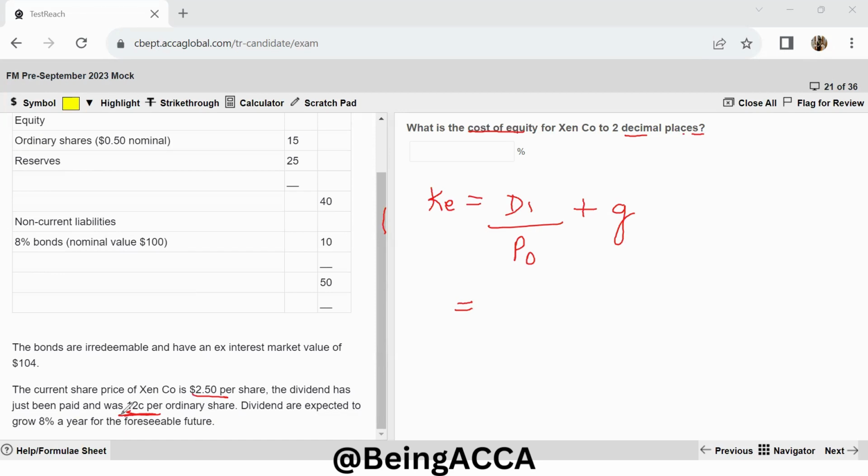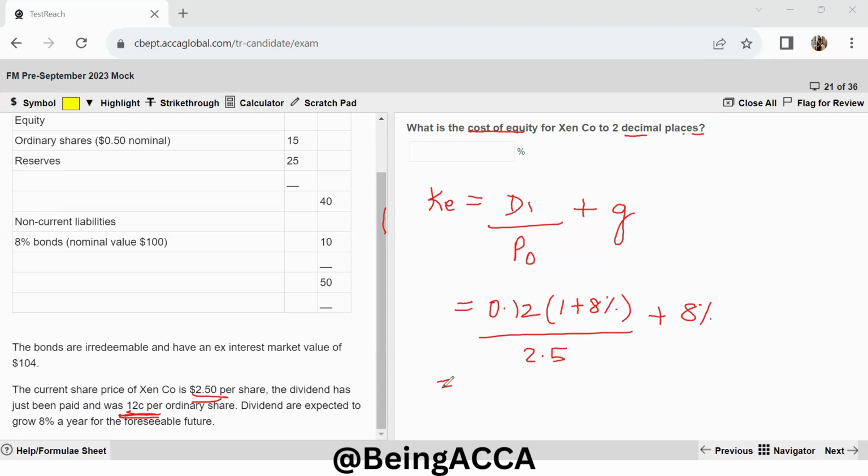So dividend 1, I can find out how. 12 cents is my dividend that has just been paid. So 0.12, and we need dividend 1. So this is D0. To make it D1, I will just add the growth rate, right? So this is 1 plus 8%. And then I will divide this by P0, which is 2.5 given to us, plus the growth rate, which is 8%.